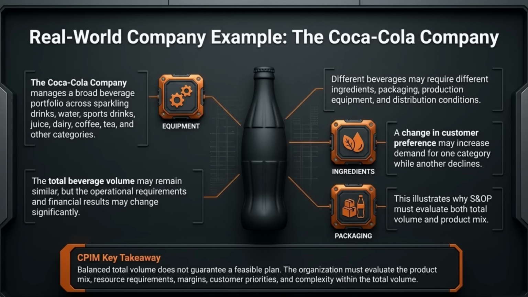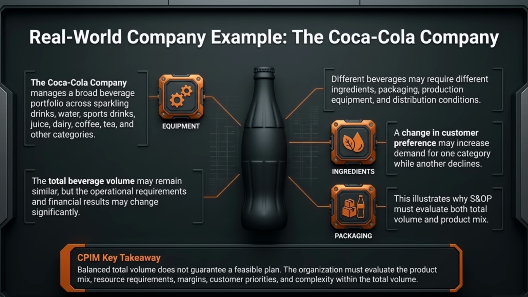Real-world company example. The Coca-Cola Company manages a broad beverage portfolio across sparkling drinks, water, sports drinks, juice, dairy, coffee, tea, and other categories. Different beverages may require different ingredients, packaging, production equipment, and distribution conditions. A change in customer preference may increase demand for one category while another declines. The total beverage volume may remain similar, but the operational requirements and financial results may change significantly. This illustrates why S&OP must evaluate both total volume and product mix.